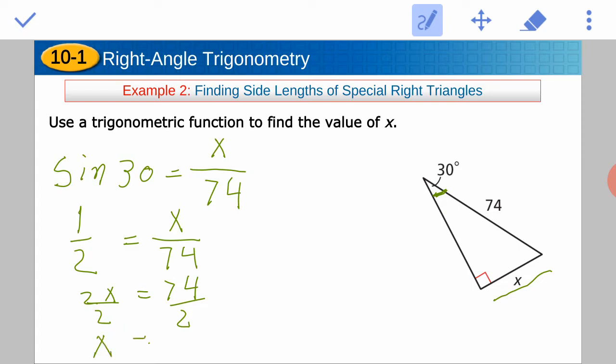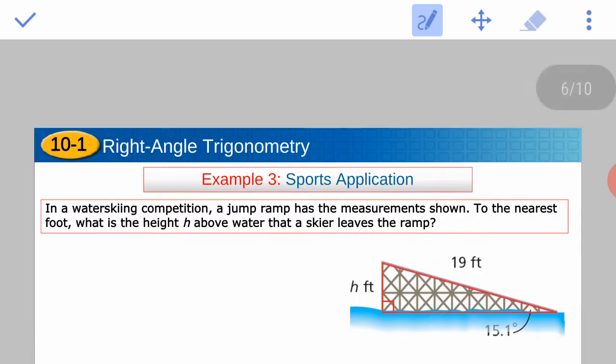So x is going to be half of 74. This is exactly 37. So the side length is 37. Sometimes we use a trigonometric ratio to find a missing side length.